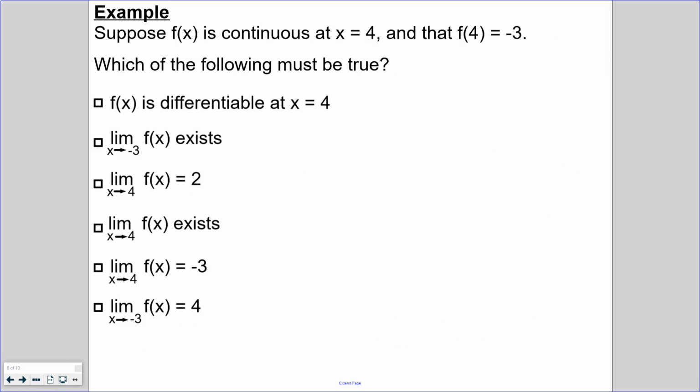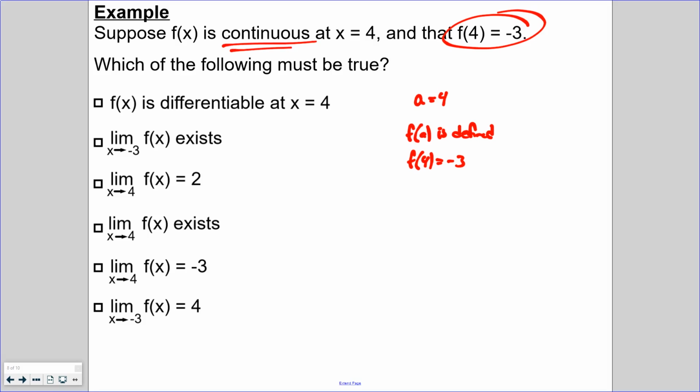All right, next example. Suppose f of x is continuous at x equals 4, and that f of 4 equals negative 3. Which of the following must be true? Well, if f of x is continuous at 4, we know that a is going to be 4. So therefore, f of a is defined. And we know that f of 4 is going to be negative 3. So we know that piece of information too.